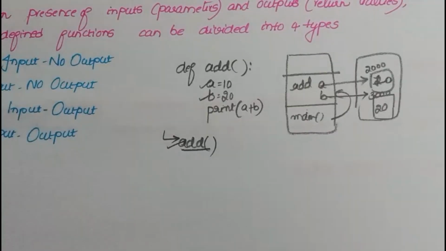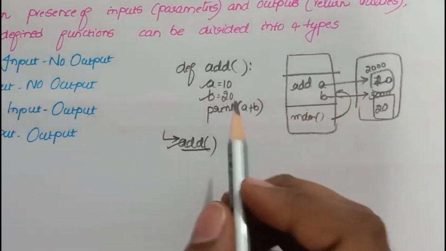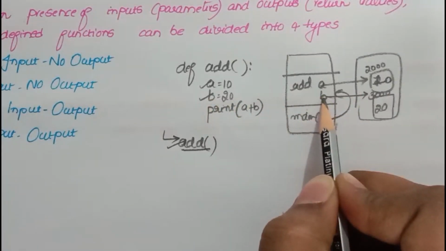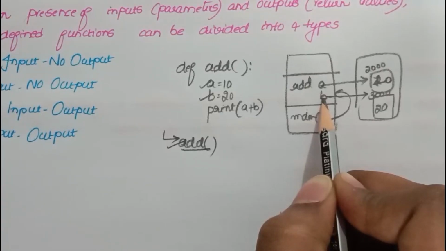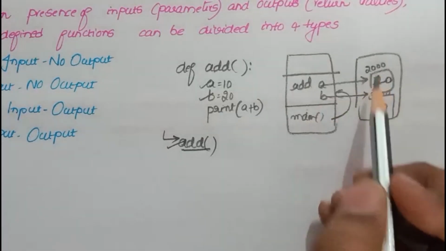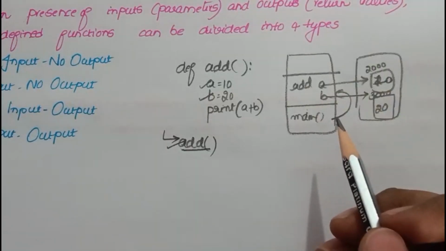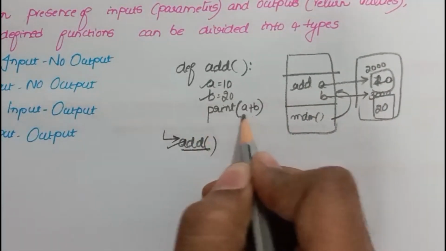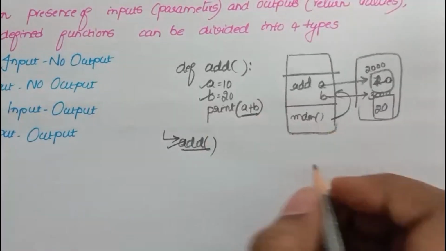If you don't know how memory works in a Python program while it is getting executed, please refer to the previous videos where I explained how Python gets executed from the memory point of view. So local variables a and b will be created and their values will be stored at memory locations 2000 and 3000 respectively. Third statement is we are printing the value of a plus b. So output will be 30.